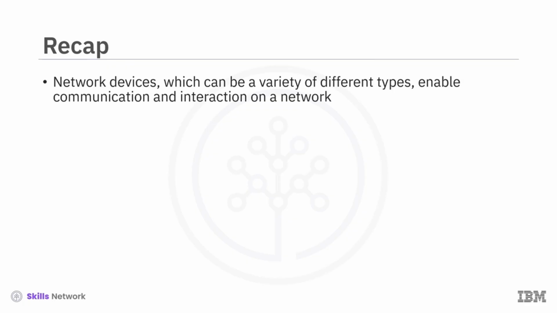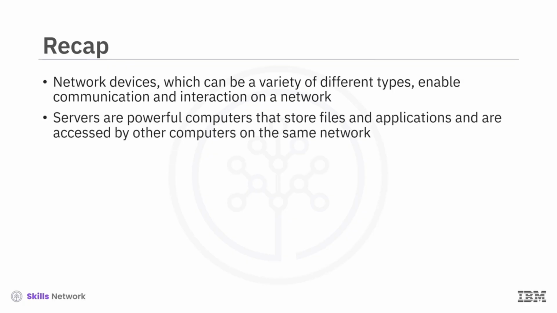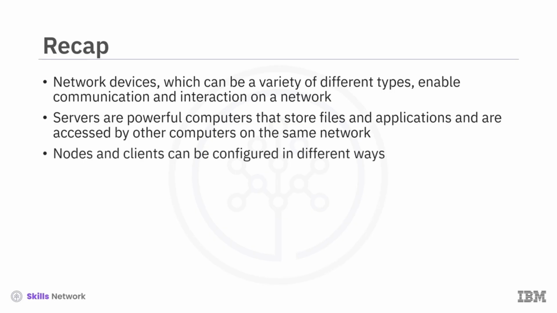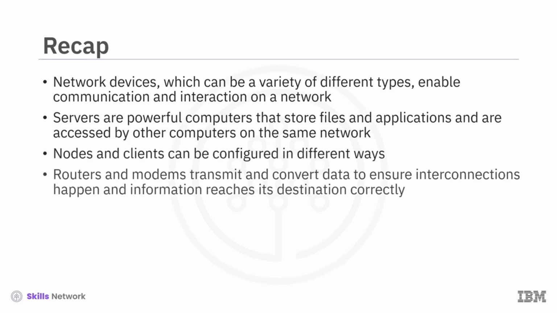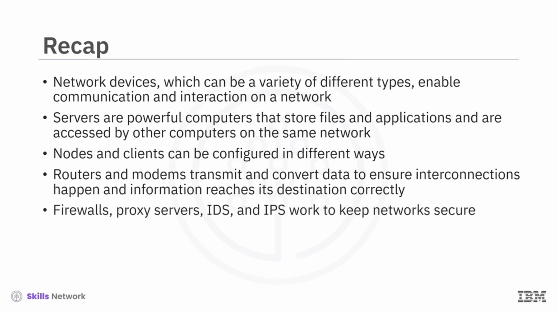In this video, you learned network devices, which can be a variety of different types, enable communication and interaction on a network. Servers are powerful computers that store files and applications and are accessed by other computers on the same network. Nodes and clients can be configured in different ways. Routers and modems transmit and convert data to ensure interconnections happen and information reaches its destination correctly. And firewalls, proxy servers, IDS, and IPS work to keep networks secure.